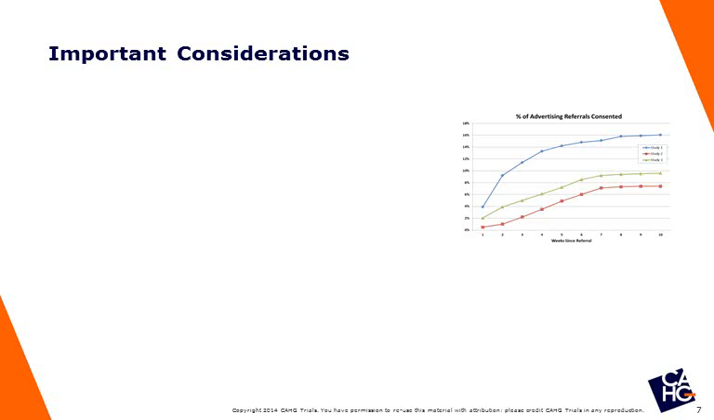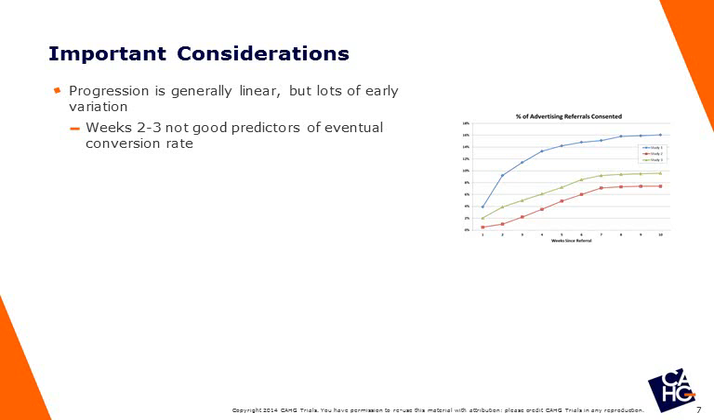So knowing that plateau is there is a really important consideration in how we model out what's going to happen in the study. As I mentioned before, the progression is generally linear. We do see kind of a straight line across multiple studies, but a lot of variation early on. So it's very important to realize that weeks 2 and 3 are not good predictors of our eventual conversion rate. I know everyone's always excited to understand what's going on very early in the campaign, but you can be misled by those early numbers, and you'll not get an accurate sense. You really need to wait. And we found this across multiple studies in very diverse conditions with very diverse entry criteria. The conversions do tend to plateau right at that week 7 to 8 mark.